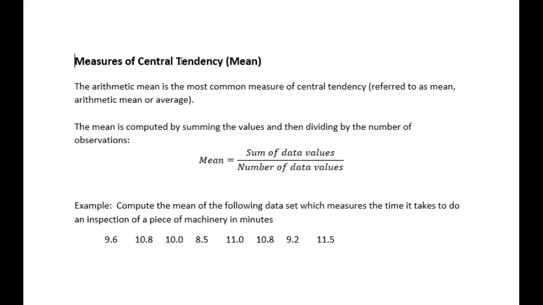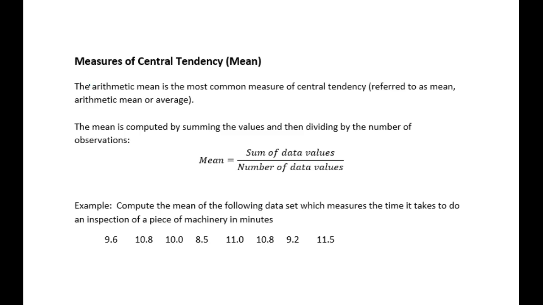So our first measure of central tendency is what we call the mean. So first off, measures of central tendency. That's exactly what it's actually saying. So where does it tend to centralize? That's what we talk about when we refer to the term average.